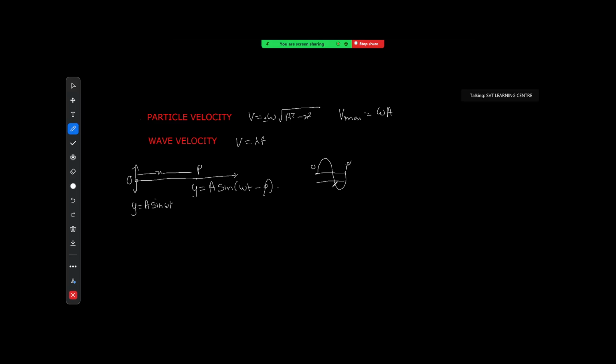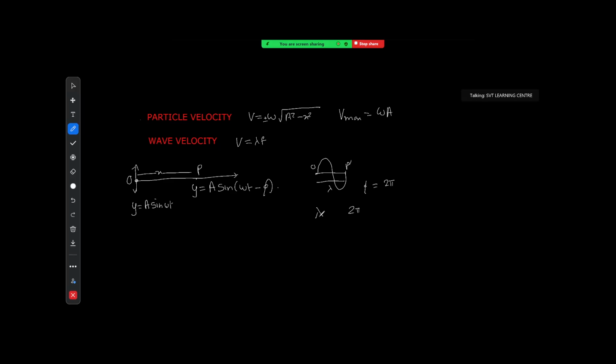The distance traveled by them is lambda, and the phase difference in this case is 2 pi, because sine changes its value for every change in angle of 2 pi, correct? So now we have that if the distance is lambda, the phase difference is 2 pi.